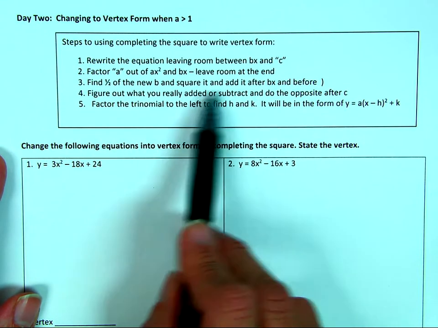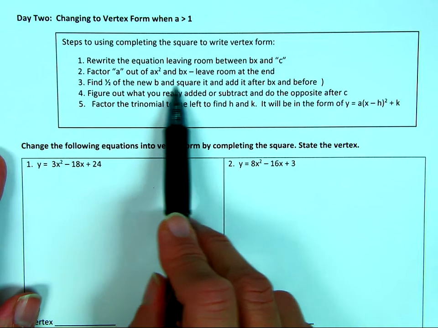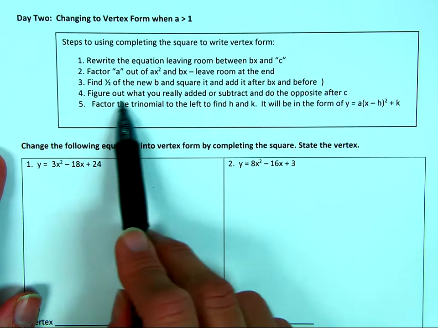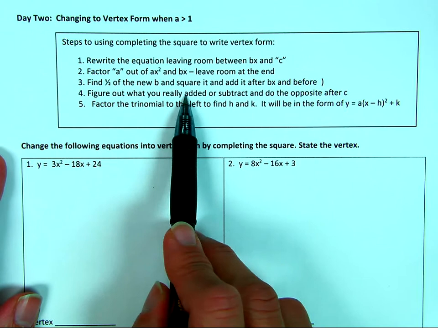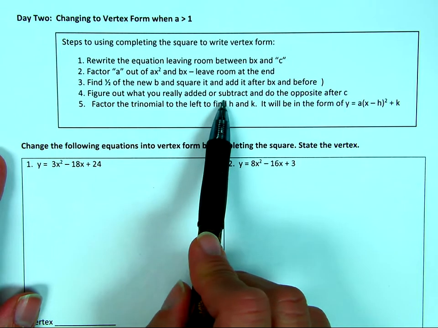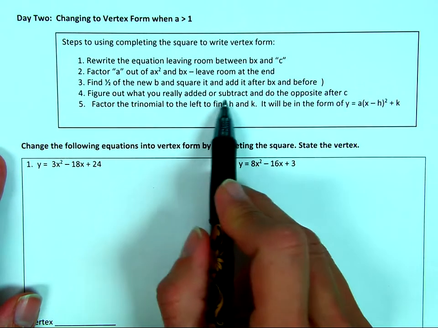Let's see, did I say that? I did not say that. Find the new b, add it before c, figure out, we're going to subtract it later, but we've got to actually figure out what we add or subtract first. I forgot that I added those little notes.